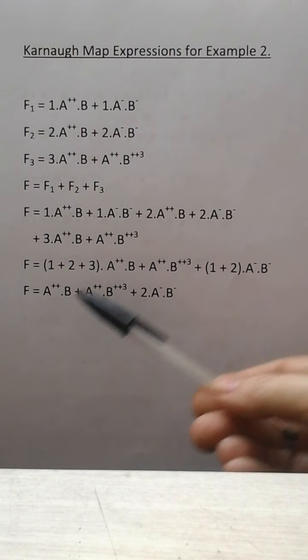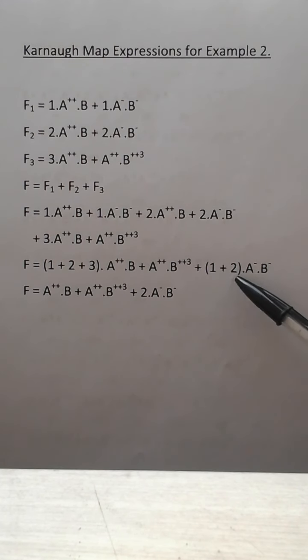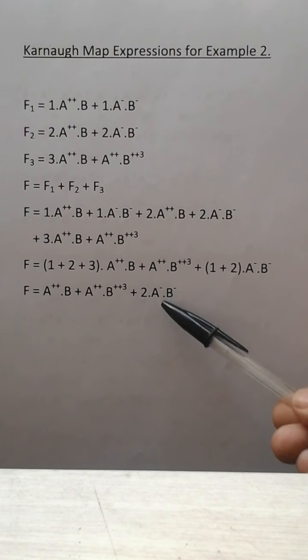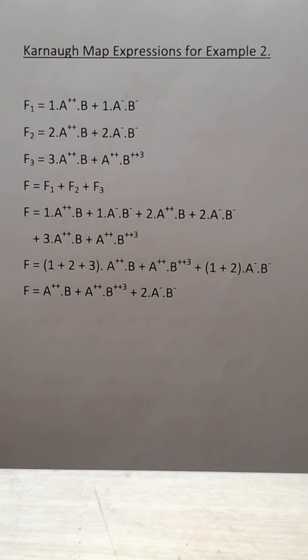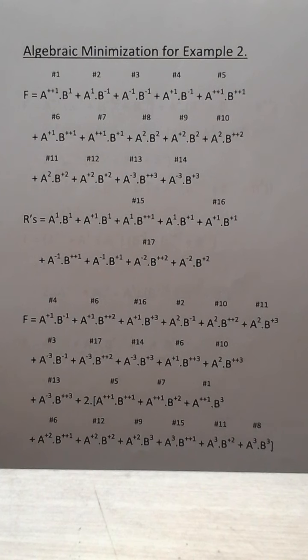3 min A plus B is A plus plus B. Left that alone. 1 max 2 is 2. So that is 2 min A minus min B minus. So, right, that's the expressions for Karnaugh map F2.